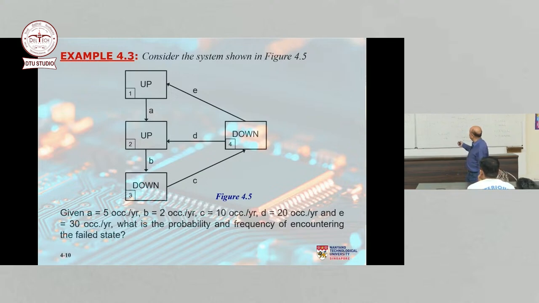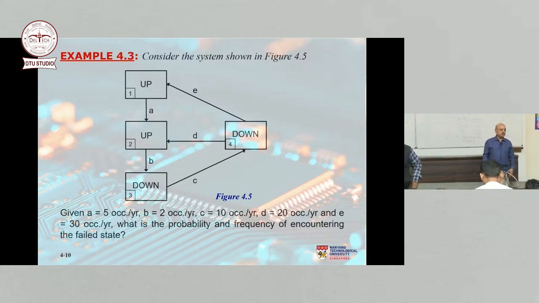And you were asked to find the frequency of encountering the failed state as well. So we said that this is the failed state, the down state. If you draw a boundary around this, then that's the failed state, right? The frequency of entering that state is the same as the frequency of departing from that state. So if you take that boundary, then you can see what are the transitions into that boundary. And the transitions into this boundary are only here. So it is P2 times B, yeah?